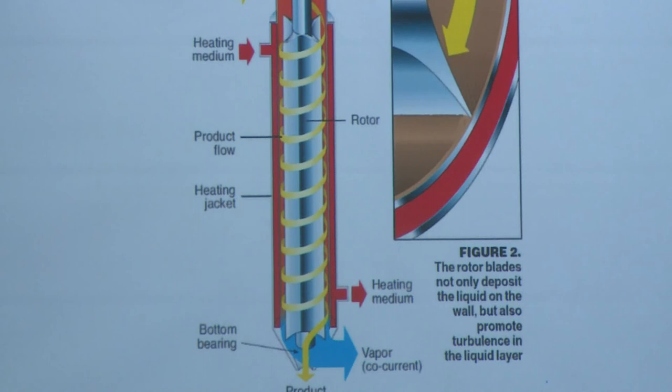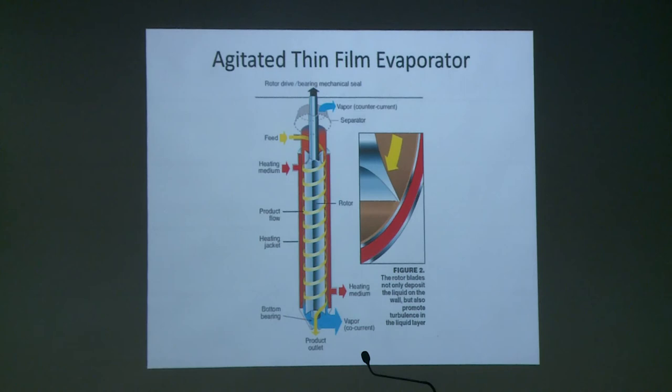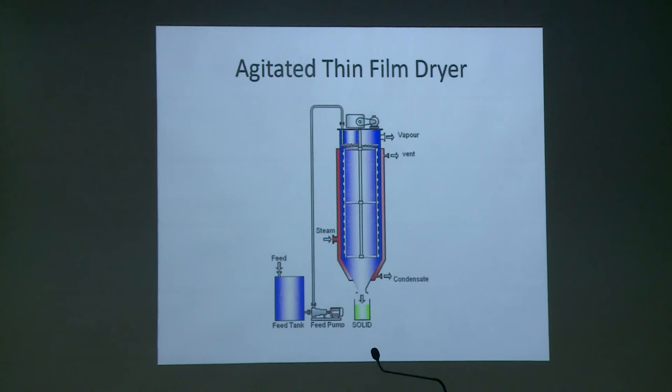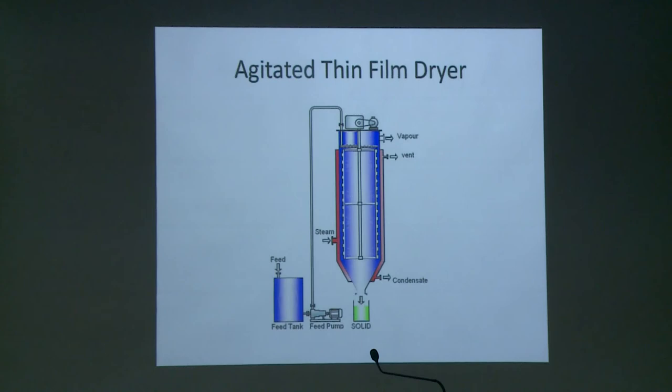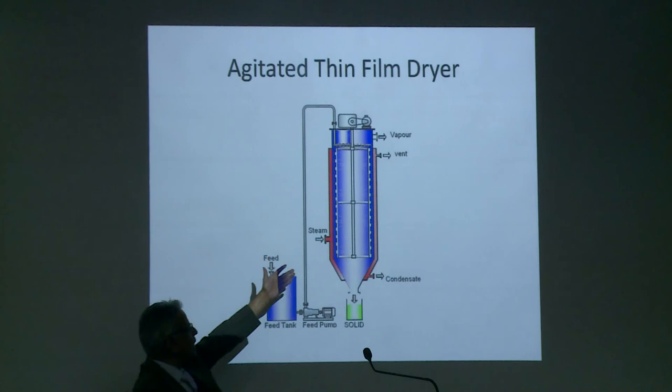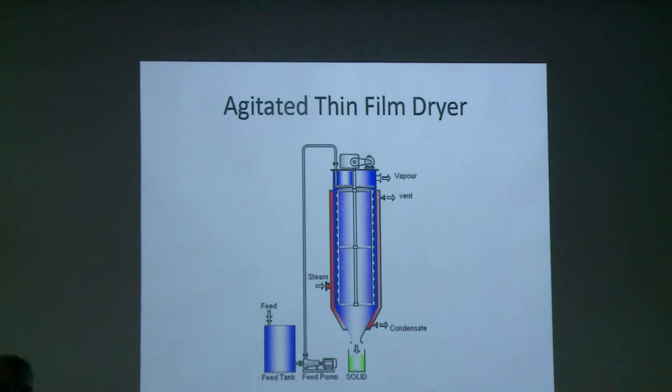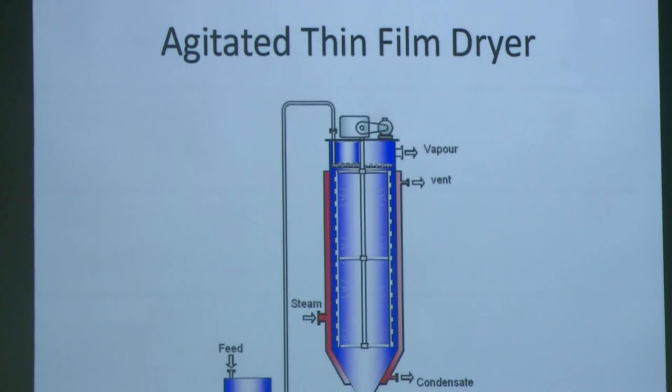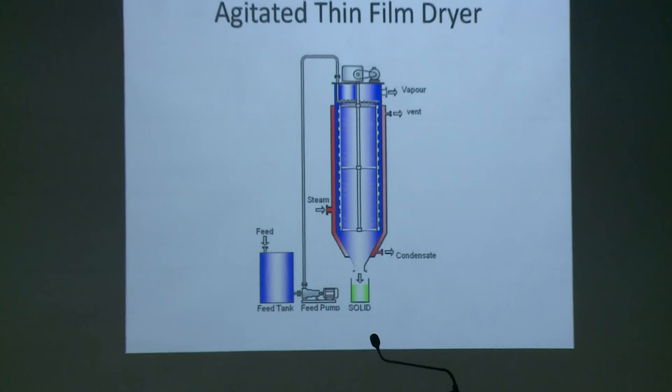So there is an agitated thin film evaporator of another design. Agitated thin film dryer: when we say dryer, you evaporate up to the extent that you introduce slurry or concentrated solution at the top, you evaporate most of the liquid, and the product coming out at the bottom is in the form of solids. That is the only difference, but the principle is the same.